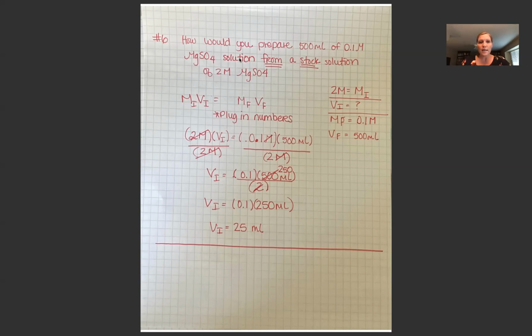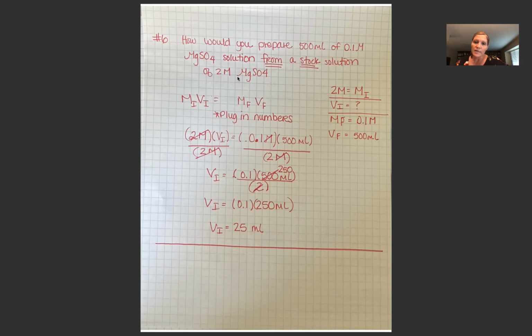So if we're looking at our question, it says, how would you prepare 500 ml of 0.1 molar solution from magnesium sulfate? That tells us we're going to prepare that. That's where we're going. And then I underline from, because that's what we're starting with, from a stock solution of 2 molars of magnesium sulfate.